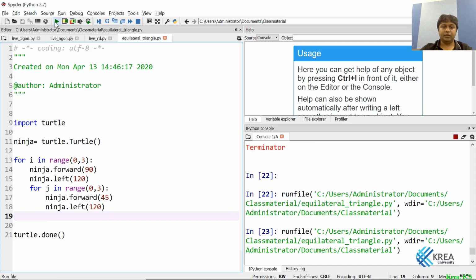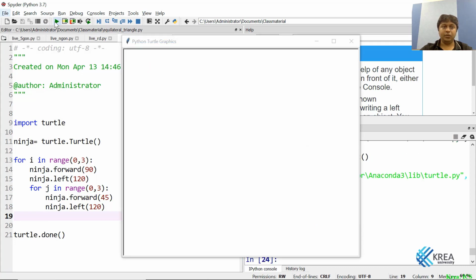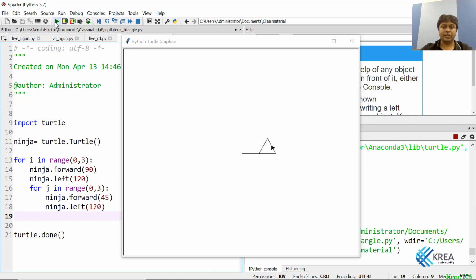And we run the code. As you can see, it completes the equilateral triangle as we want it. So this is how we would draw our equilateral triangle that's subdivided into 4 further equilateral triangles. And you can repeat this process for smaller and smaller triangles. And you can see in this code how you can write one for command within another for command.